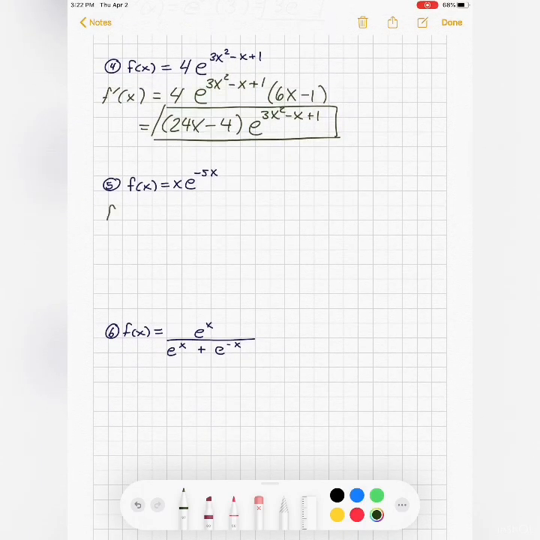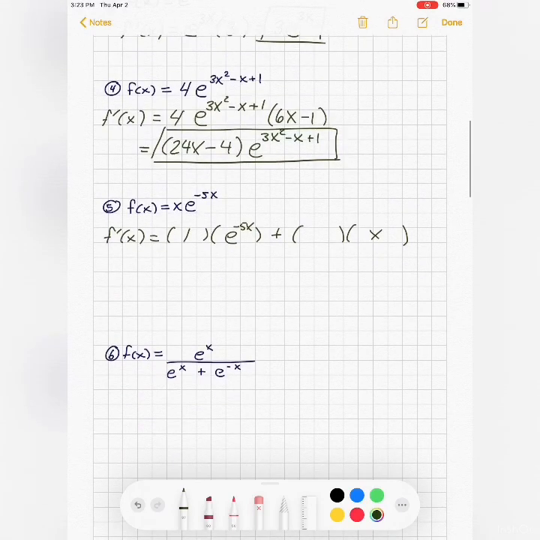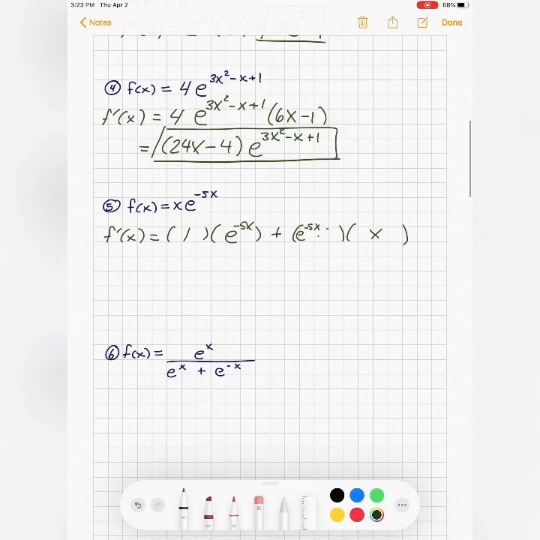Okay, number 5 looks like another product rule. Set up that template. Okay, derivative of x is just 1 times the second plus derivative of e to the negative 5x. So that's going to be e to the negative 5x times negative 5. Okay, so what do we have here? e to the negative 5x minus 5x e to the negative 5x. Factor out the GCF, e to the negative 5x, 1 minus 5x.